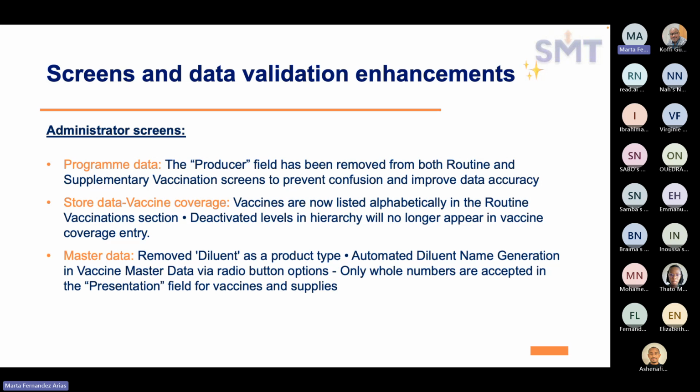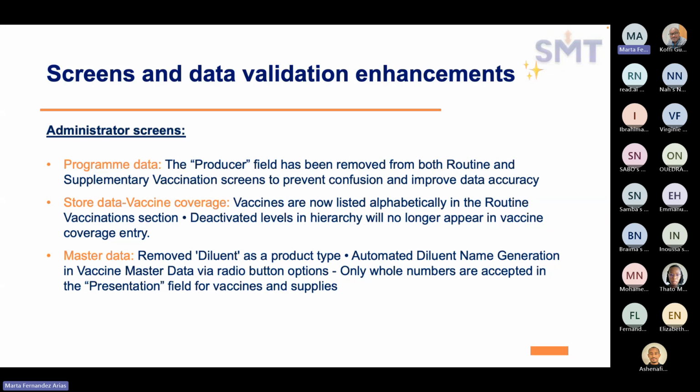Now, the problem was that there were some countries using vaccines from multiple manufacturers, and users would make the mistake of registering the item in the program data twice, one per manufacturer. This would create a miscalculation. It would calculate the needs of BCG double. And in reality, the producer field was just informative. It was not really needed for any calculations.